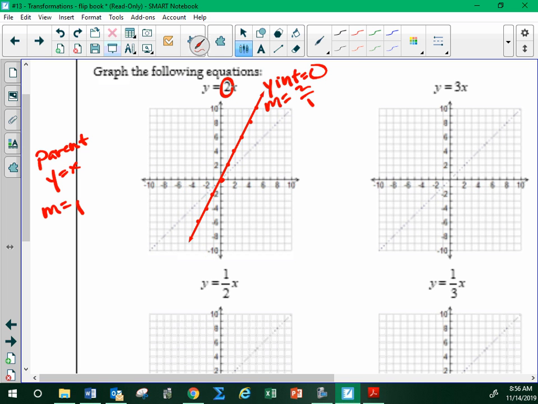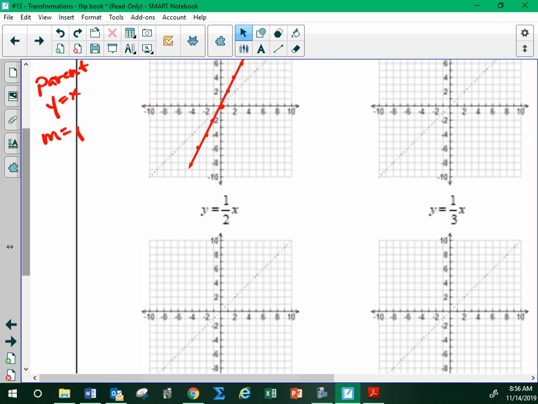Is 2 bigger or smaller than 1? Is 2 bigger or smaller? You've got the right idea, just flip-flop. Okay. 2 is bigger than 1. Notice it got steeper. It went up faster, right? It got more steep. This is going to be a harder set of stairs to climb than our original parent graph. Okay, let's take a look at our next one down below it.